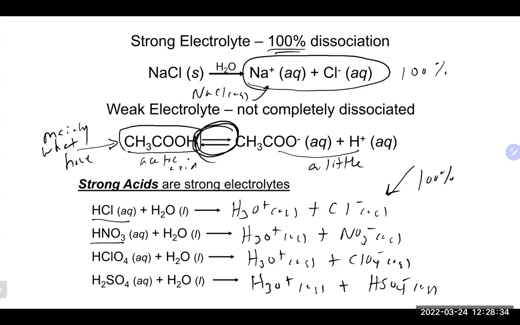They 100% break apart. So this is a list of some strong acids, which are helpful to know, and that is pretty much most of them: hydrochloric acid, nitric acid, perchloric acid, sulfuric acid, hydrobromic acid, hydroiodic acid. These are all really strong acids. So if you're dealing with any of these, you would expect it to 100% dissociate.